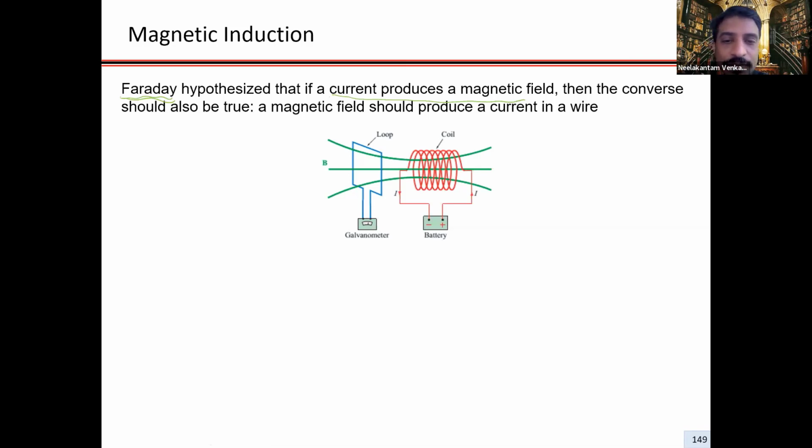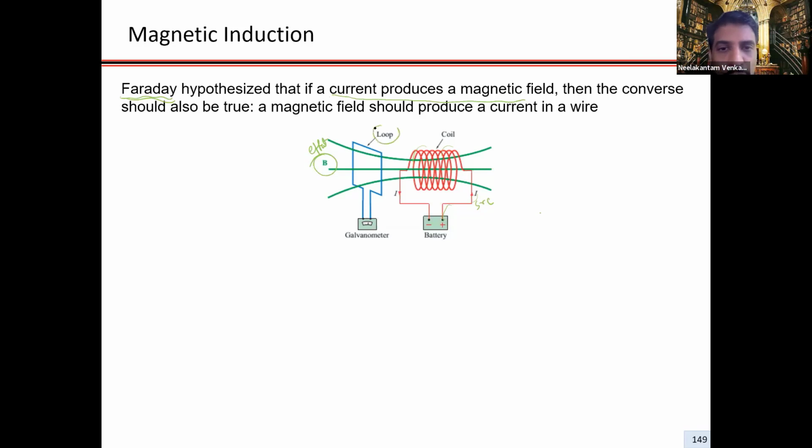For example, if you have a battery, there is a current that flows through the coil. This current is going to create a B field. The direction of the B field depends on the direction of the coil, whether it is clockwise or counterclockwise. But then this is the source, and the B field becomes the effect.